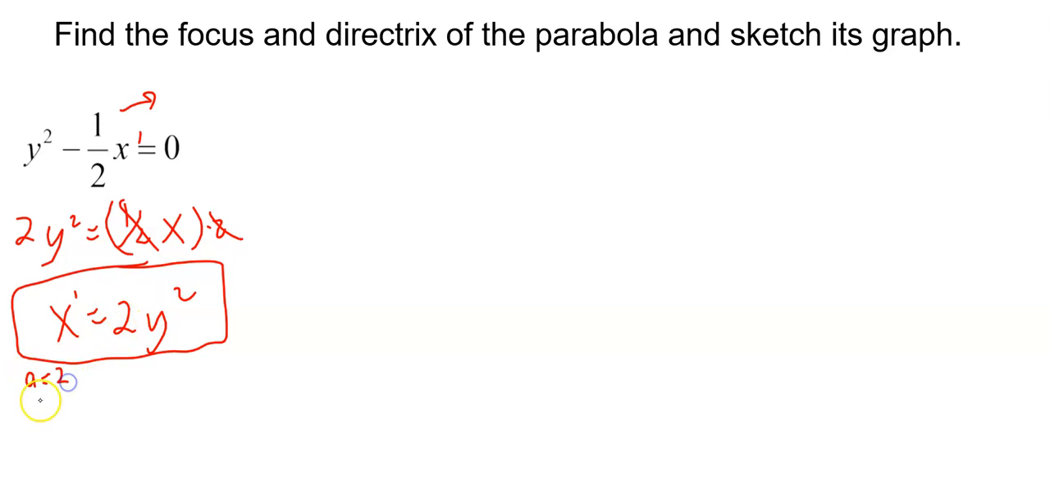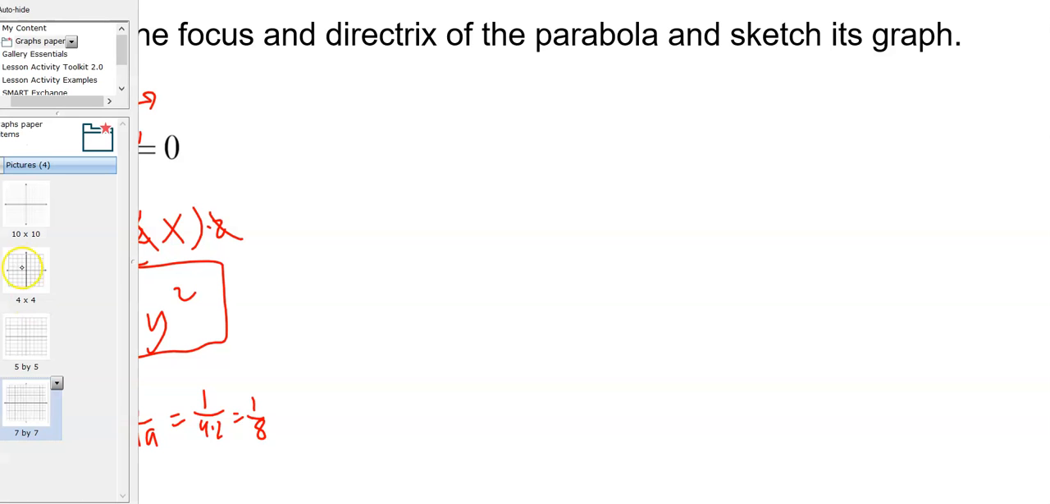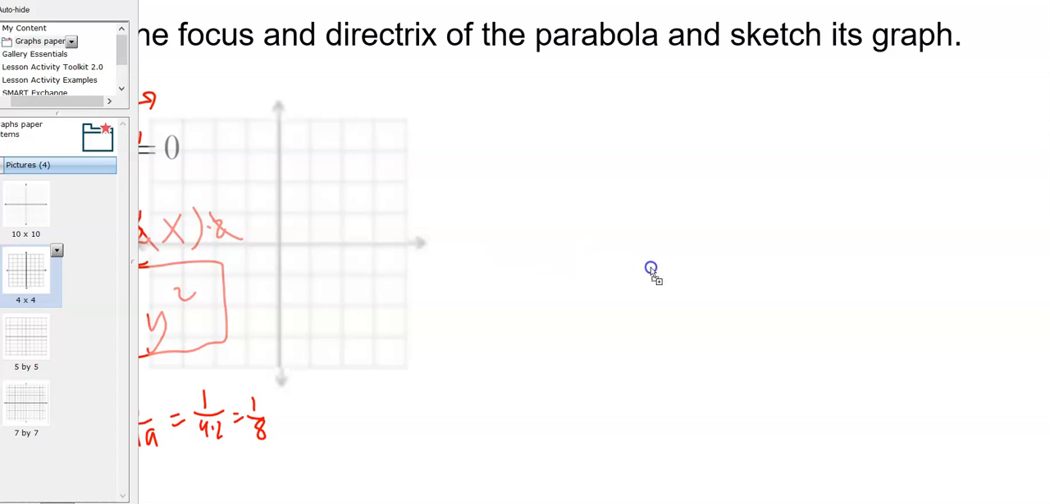A is equal to 2, in case you didn't see that. C equals 1 over 4a, so this would be 1 over 4 times 2, which is 1/8. So C equals 1/8. This is going to be a little tougher to graph. I'm going to try to do this, so let me pull over some graph paper here.